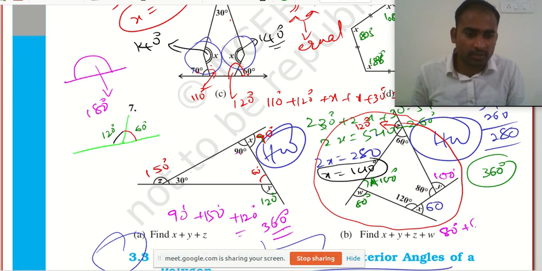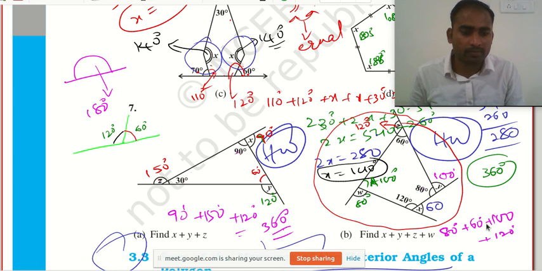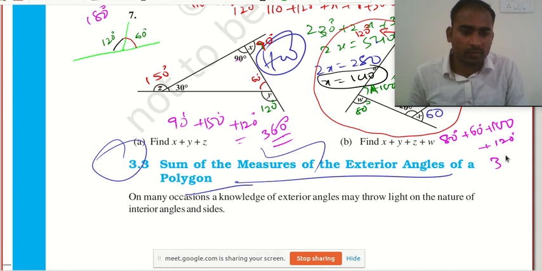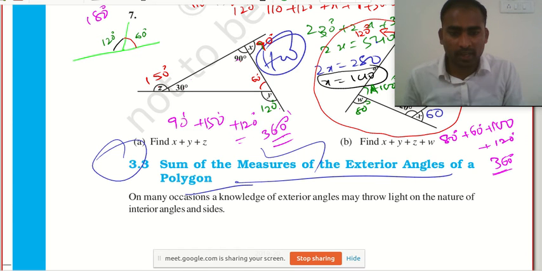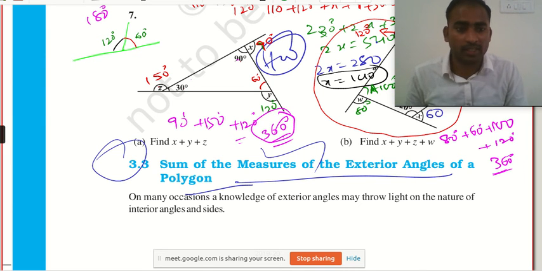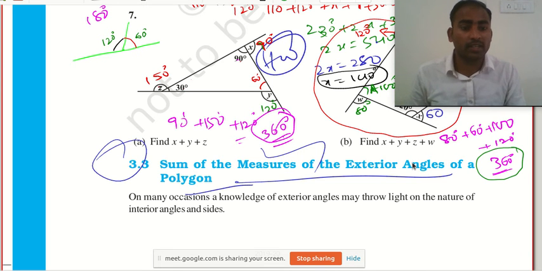Now I need to find the sum of all the exterior angles: 80 plus 60 plus 100 plus 120, only four angles. 80 plus 60 is 140, plus 100 is 240, plus 120 is 360 degrees only. So for the triangle also the sum of the exterior angles is 360 degrees, and for this quadrilateral also it is 360 only.